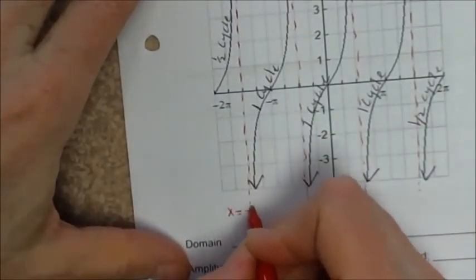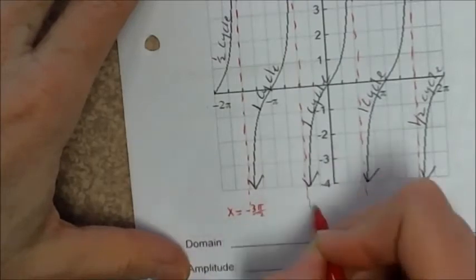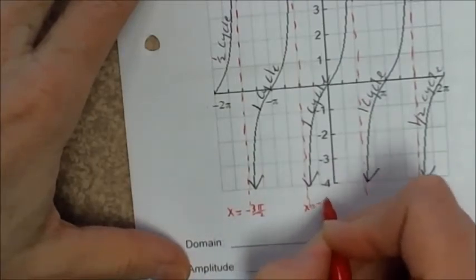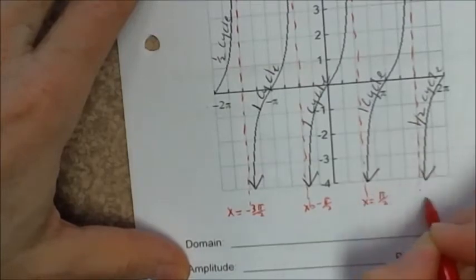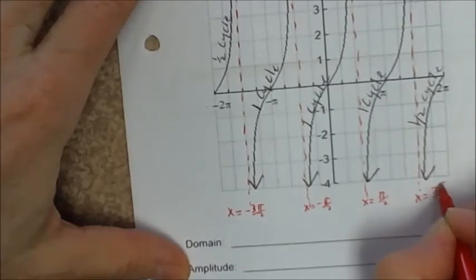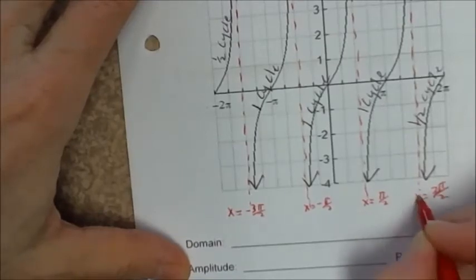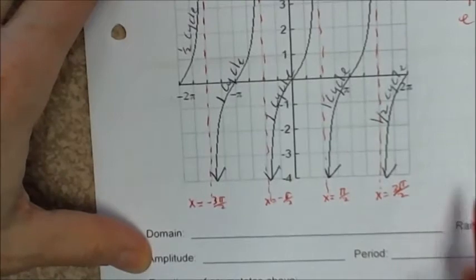X equals negative... This is negative 3 pi over 2. This is negative pi over 2. This is positive pi over 2. And this is positive 3 pi... oops, 3 pi over 2. So you got 4 asymptotes on this one.